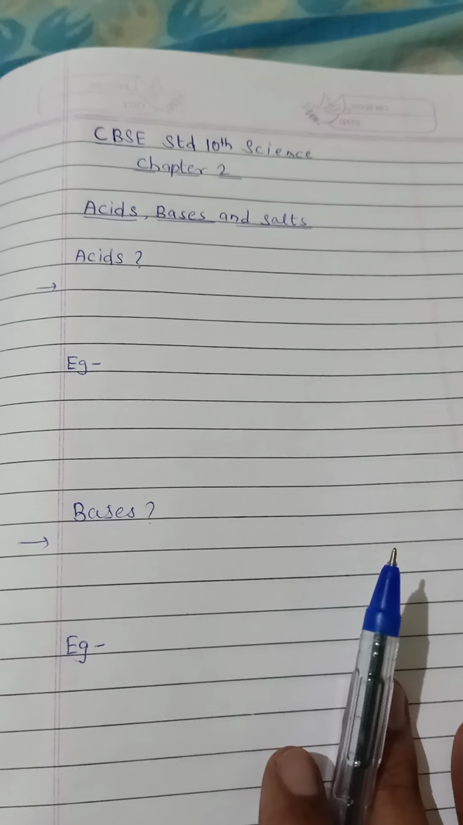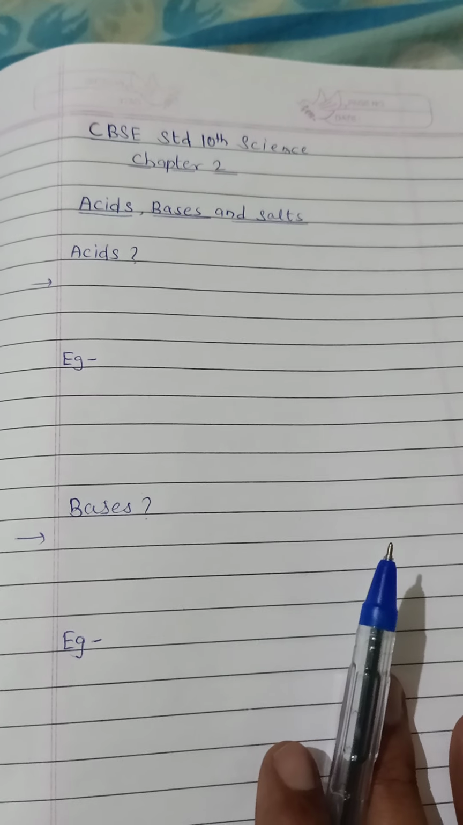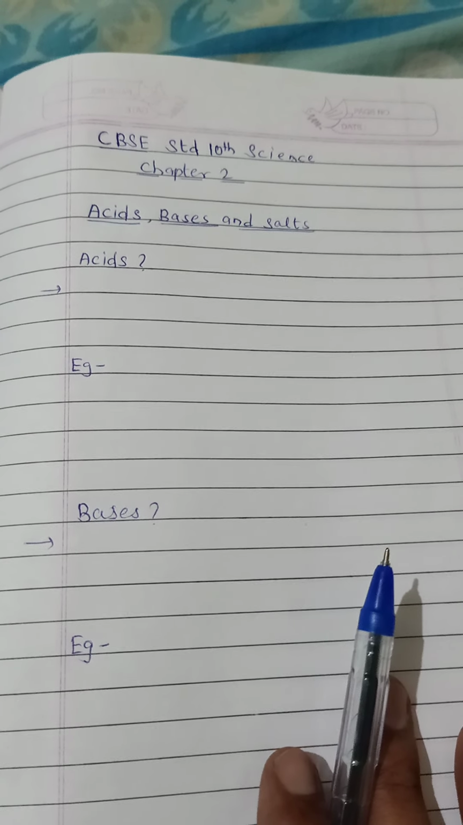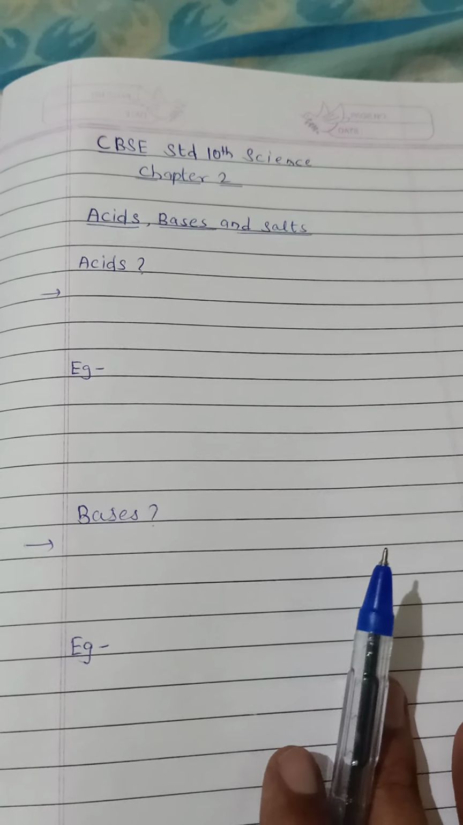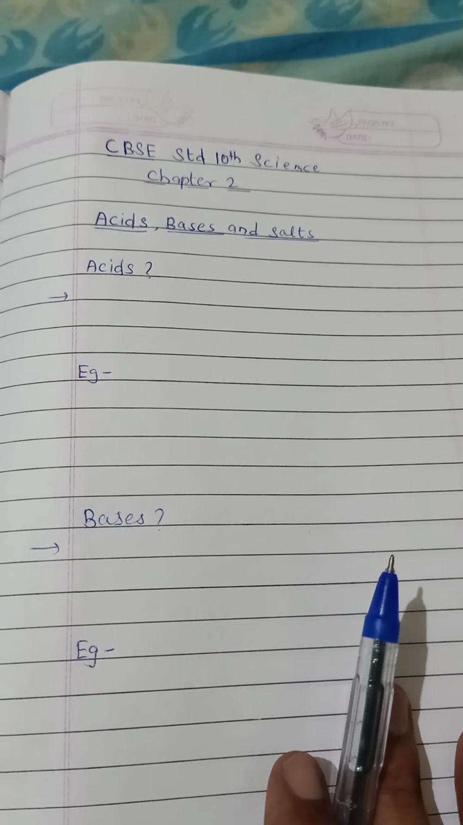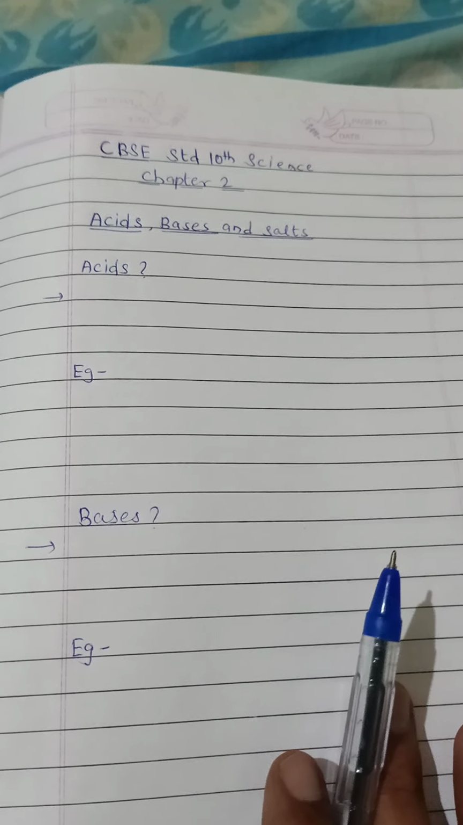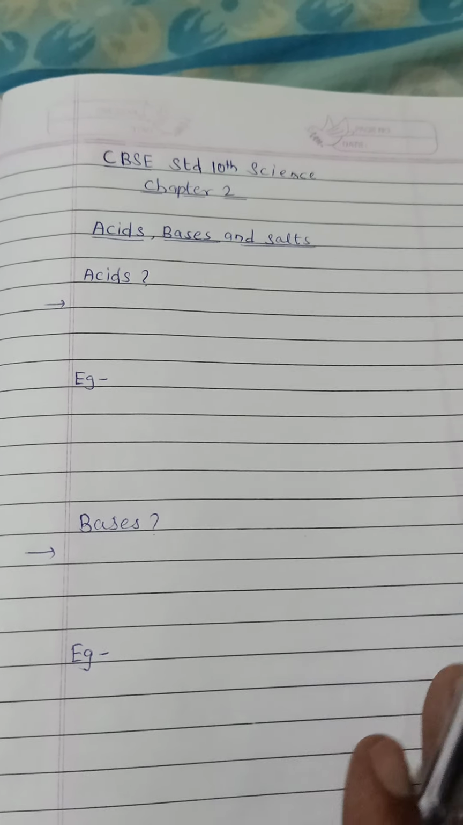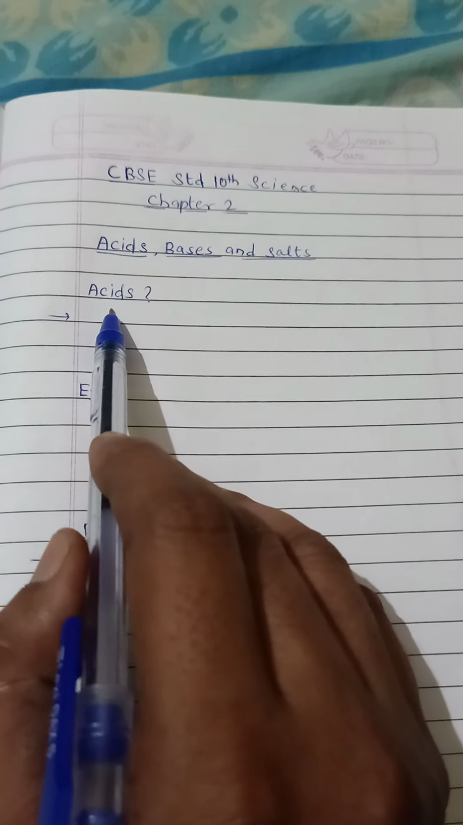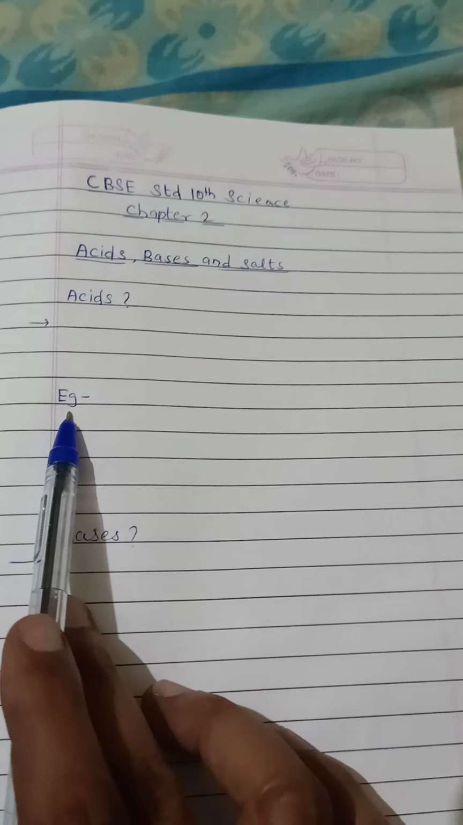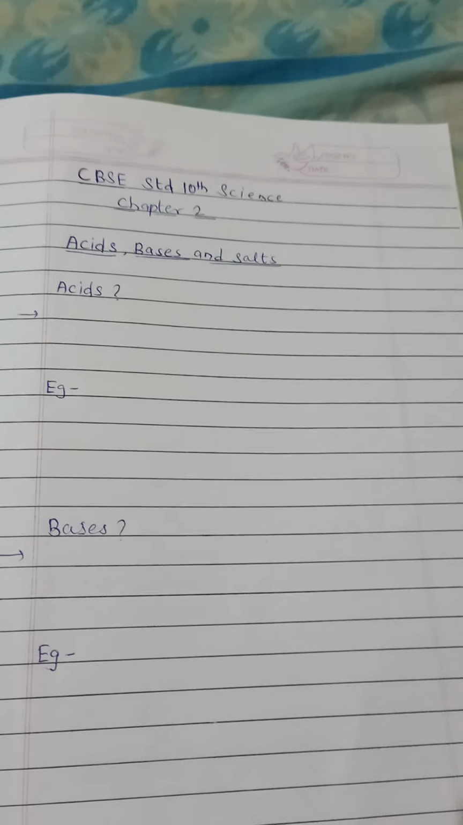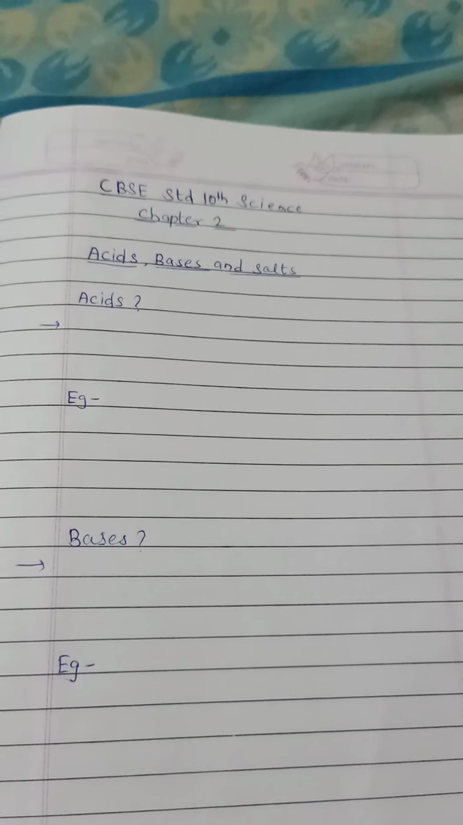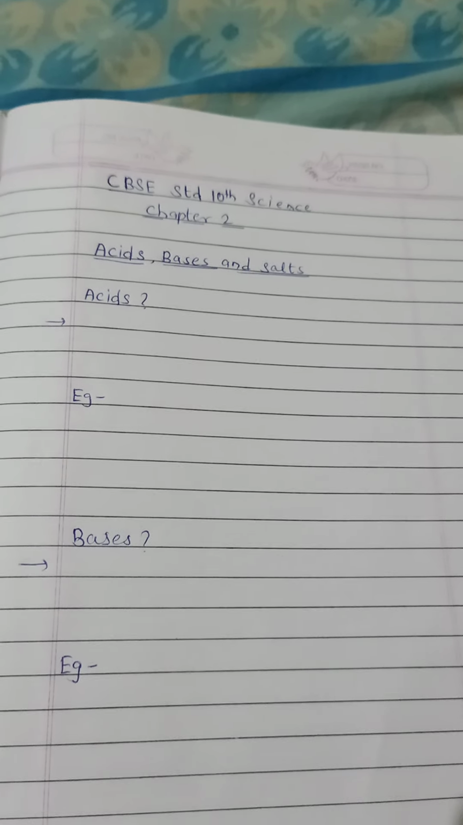I will be discussing with you the CBSE Standard 10th Science chapter number 2, that is acid, base and salt. Some people find it difficult to understand what is an acid, what is a base. So I am just trying to make things very clear and very easy for all of you. I have written some points: what is an acid, what is a base, with examples. I would be taking what is an acid, what is a base, and how they are a part of your life. Okay, so let's get started.